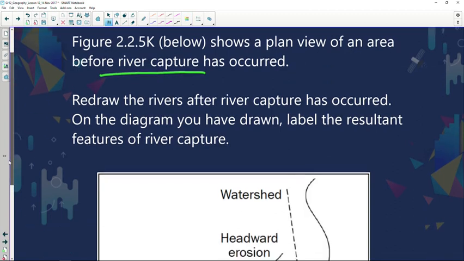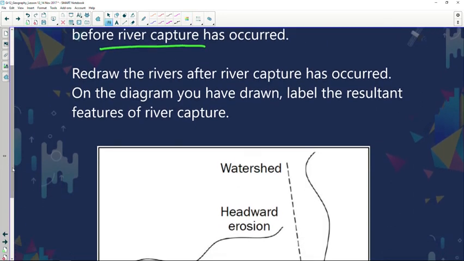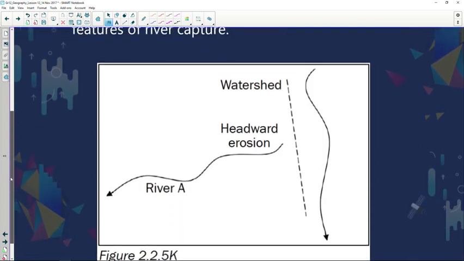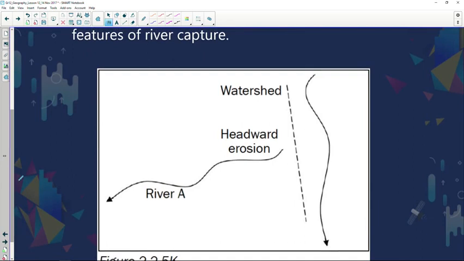Now, the question in your workbook asks, redraw the rivers after river capture has taken place. On the diagram you have drawn, label the resultant features of river capture. Now what do we know? If you look at this diagram over here, River A is at a lower altitude. River A has got a greater volume of water, and River A might be flowing on a less resistant type of rock.